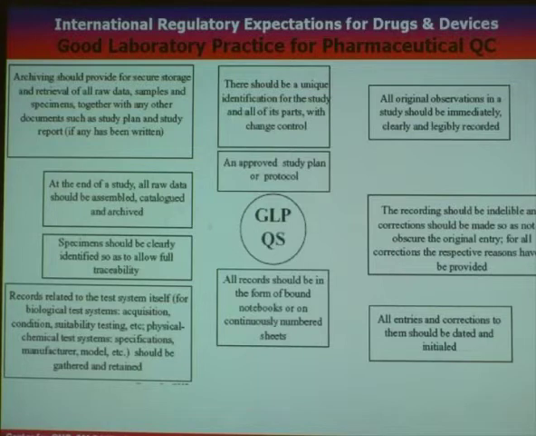At the end of a study, all raw data should be assembled, catalogued, and archived. Archiving should provide for secure storage and retrieval of all raw data, samples, and specimens, together with any other documents such as study plan and study report, if any has been written.